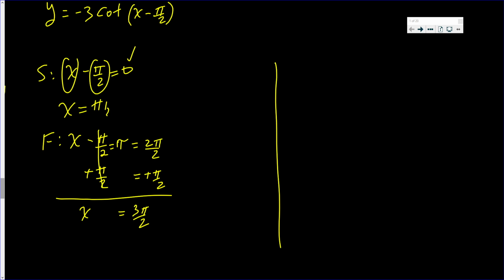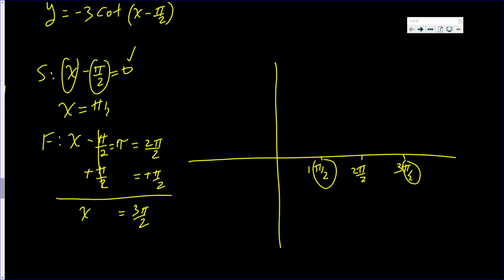So we know where it starts. Starts at pi over 2. It finishes at 3 pi over 2. So we have 1 pi over 2, 3 pi over 2. What's in the middle of 1 and 3 is 2. 2 pi over 2, also known as pi. And it is a negative cosine graph. A negative cosine graph is the opposite of a cosine x graph.